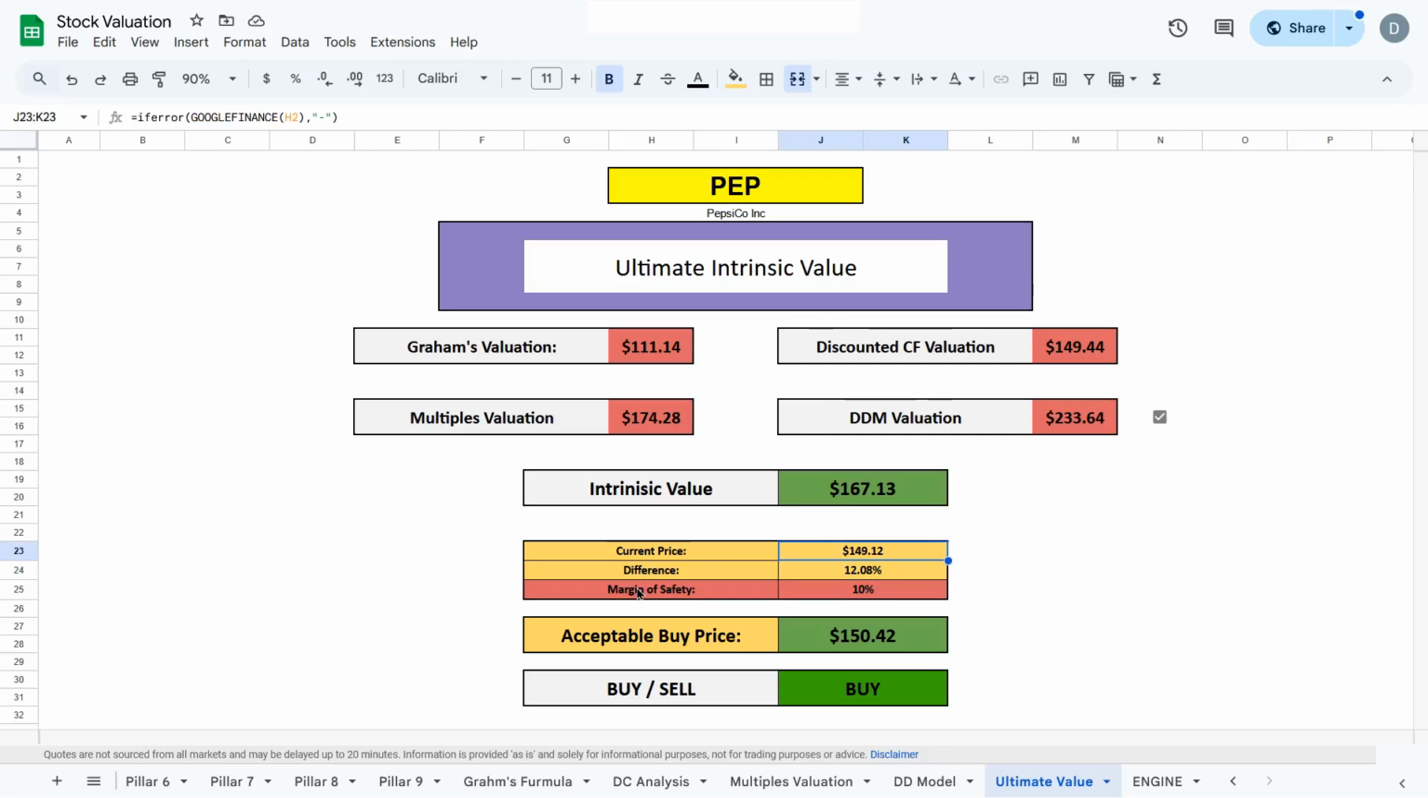Now, whenever you are making an investment, you want to have a margin of safety. My preferred margin of safety is anywhere between 10 and 15%, but this time I will plug in a margin of safety of 10%, and this will give us an acceptable buy price at $150.42, which is very slightly higher than the current trading price, so PepsiCo would currently be a buy based on the intrinsic value we have calculated using our 4 valuation models.